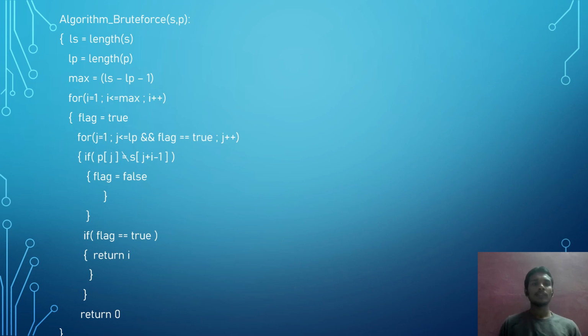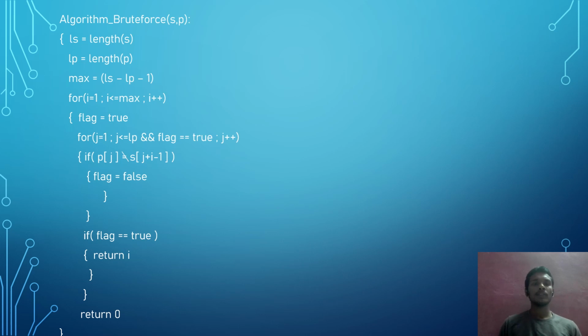Now ls is the length of the main string and lp is the length of the pattern, and the max value is the length of the string minus the length of the pattern plus 1, as I said in the previous slide. Now the outer loop starts and is initialized with i equal to 1, and the condition of the outer loop is i less than or equal to max. If the i value is incremented and becomes greater than max, then the loop should be terminated. The increment is i plus plus.